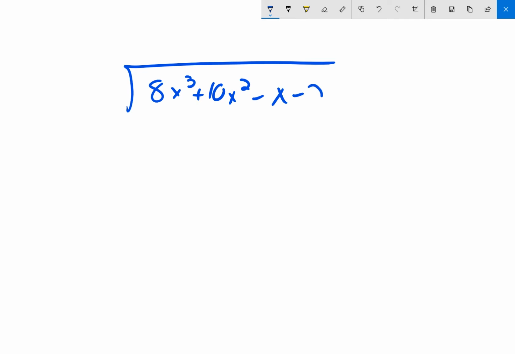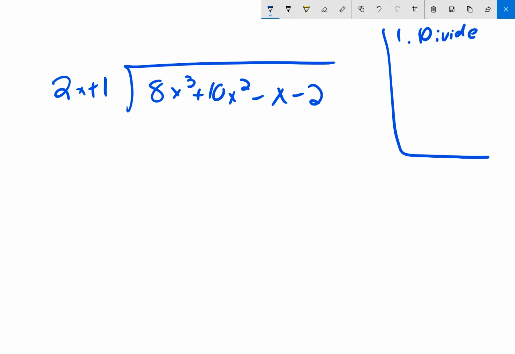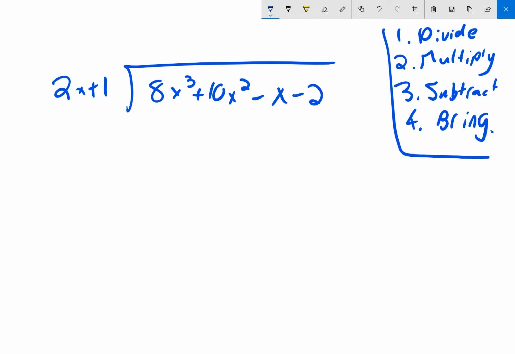So we're taking our 8x to the third plus 10x squared minus x minus 2 and dividing it by the 2x plus 1. Remember, when it comes to division, you have 4 steps. Step 1 is divide. Step 2 is multiply. Step 3 is subtract. And step 4 is bring down. I'll explain all those steps as we work this out.